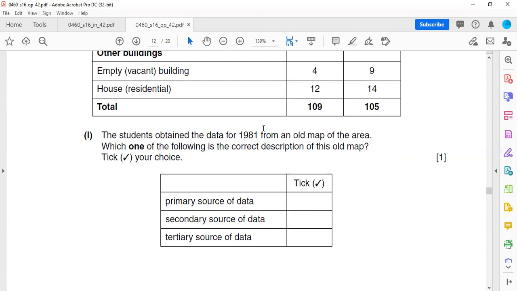While primary data is data that you generate yourself. The primary data is data you generate yourself. Examples are counts and questionnaires. When you make use of questionnaires to get data, that's primary. Surveys and interviews are examples of primary data.